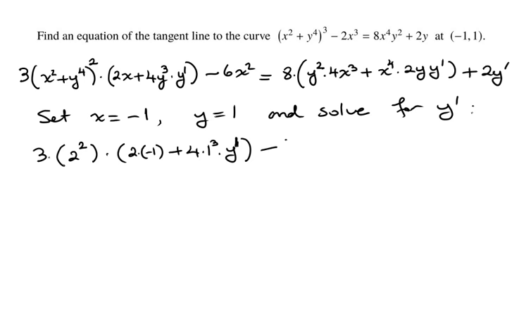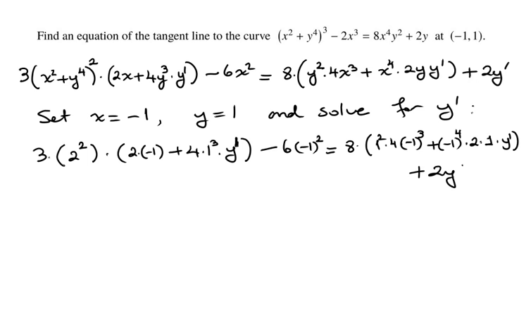And -6 times -1 squared, it is like -6 in here. 8 times y squared is 1 times 4 times -1 cubed. We should pay attention to the negative sign in here. And then plus -1 to the power 4 times 2 times the y value, which is 1, times y prime, and then plus 2y prime. So the equality holds in here. There is 2y prime here, so maybe I should write this at the end in here, plus 2y prime.